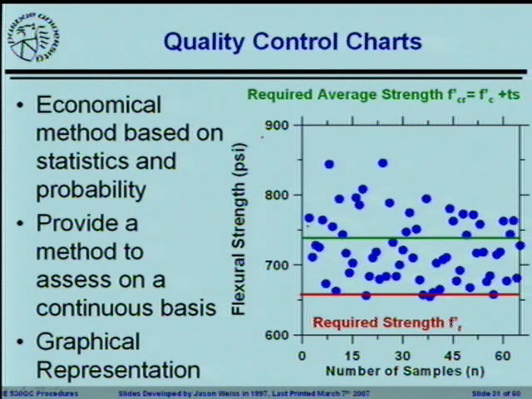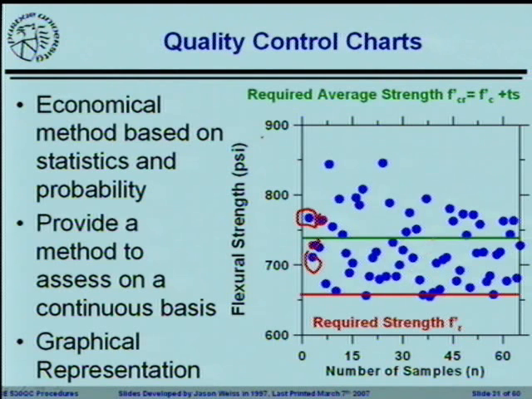So the first day, they'll run their test. They will plot the strength that they obtained on the first day. They will do the second day, the third day, the fourth day, and so on and so forth. So you can actually see that a lot of times they'll either have the number of samples listed across on the x-axis, or they'll have the date that the specimen was tested listed across on the x-axis.